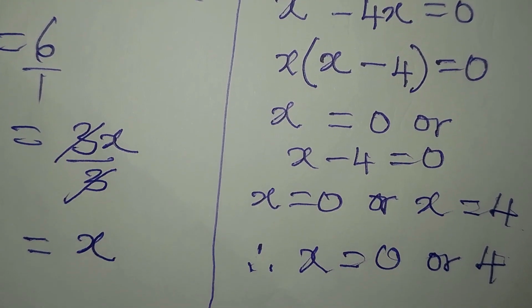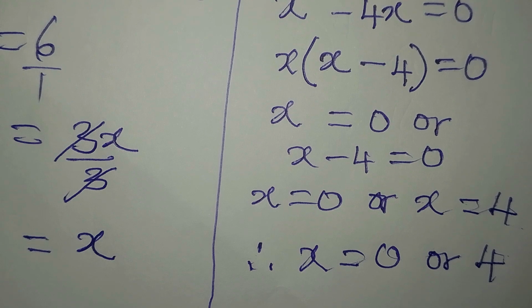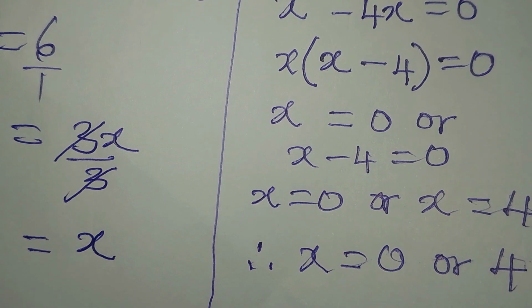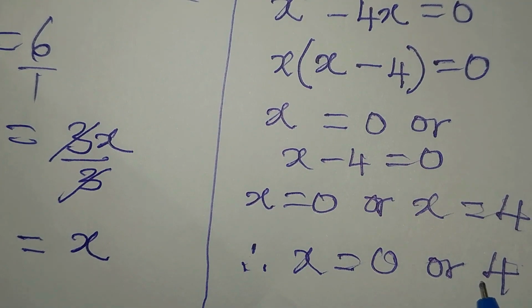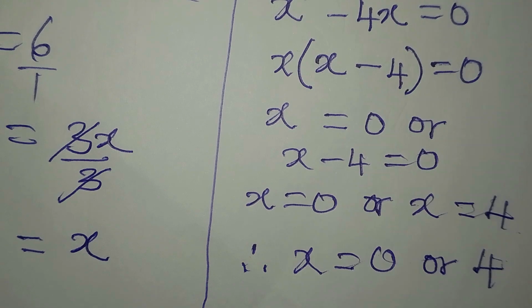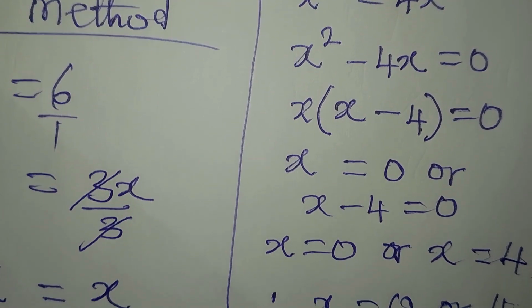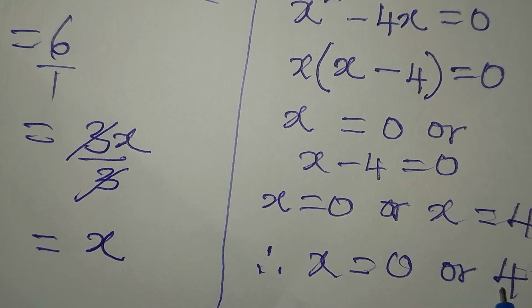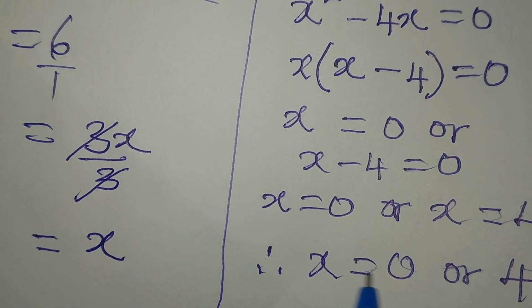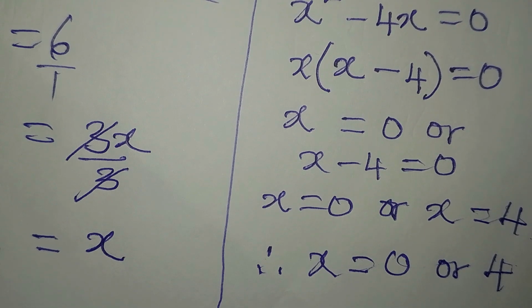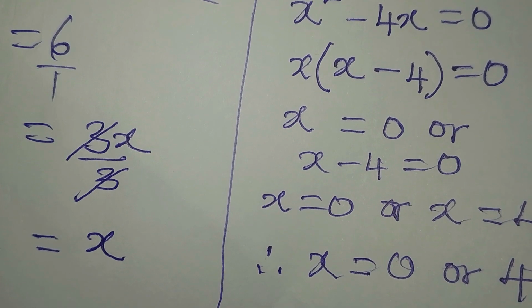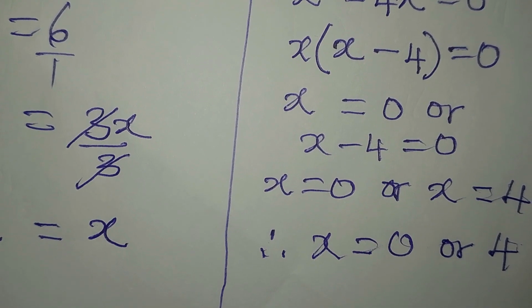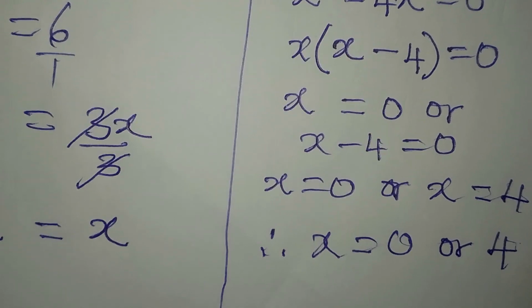Now, there's a difference here now. The first method we applied gave us x to be equal to 4, but the second method is giving us two solutions. So the question is, which one is preferable? Let's go back and verify. From there, we'll know the method that is preferable.